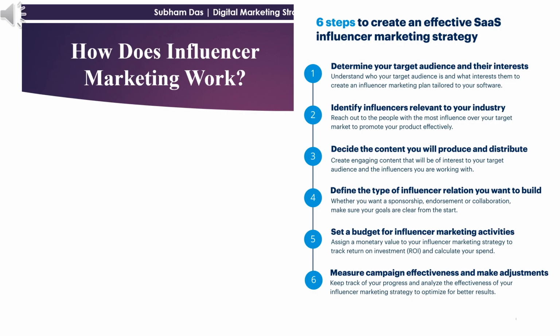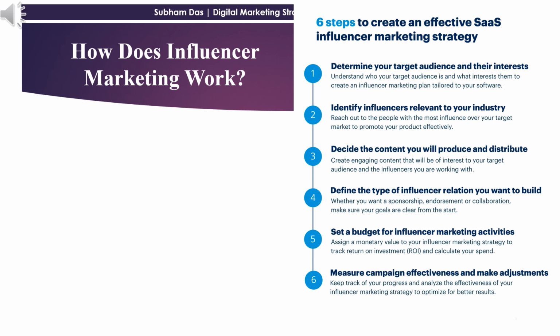Now, how does influencer marketing work? As with any other form of marketing, influencer marketing starts with determining the target audience whom you want to reach for your business. So that is step number one. That is determining the target audience and their interests. What are their interests? What are their needs? Their demographics, everything. But that is also something you get from market research.